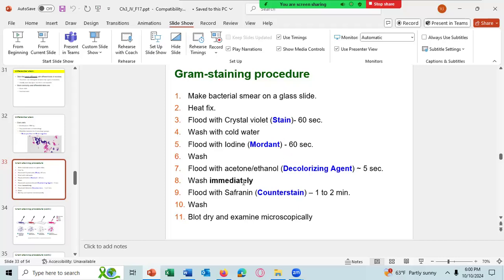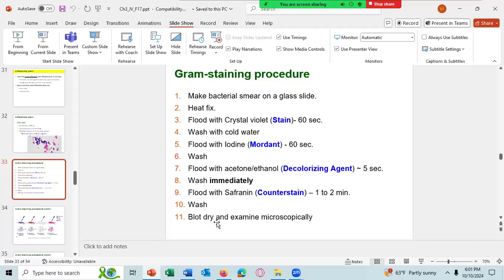You then wash immediately with cold water, then flood the slide with safranin. It's the counterstain. It will stain the Gram-negative cells pinkish. You then wash it off with cold water, let it dry with bibulous paper, and then look at it under the microscope to look at the cells. Any question about the basic procedure?